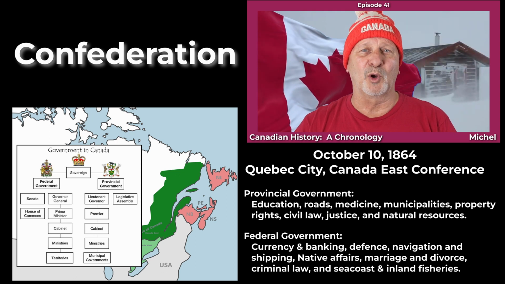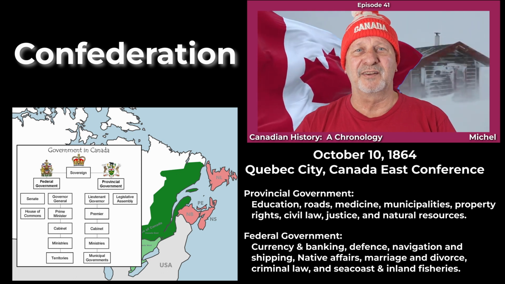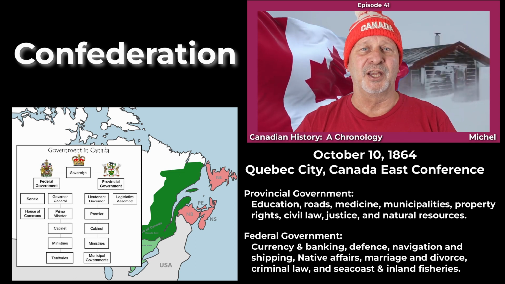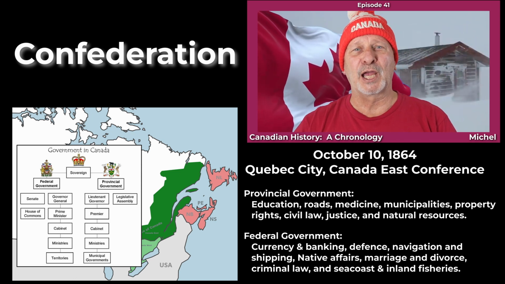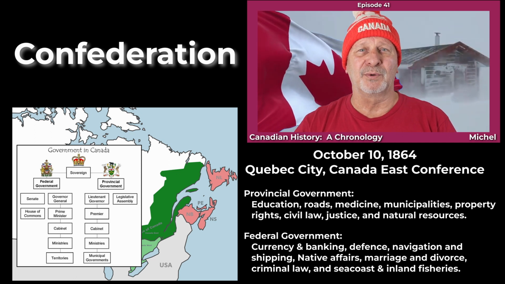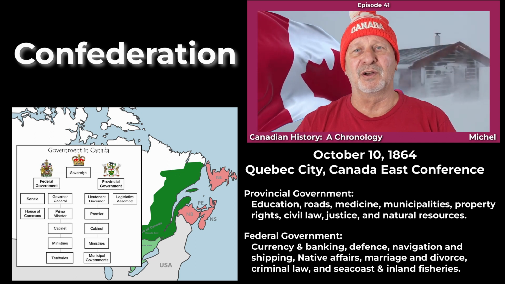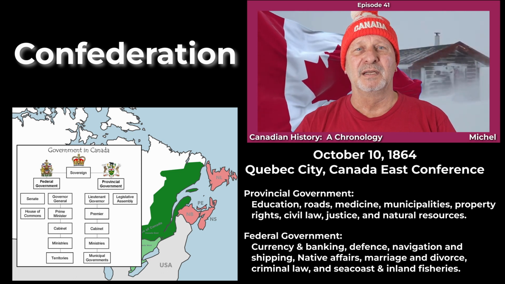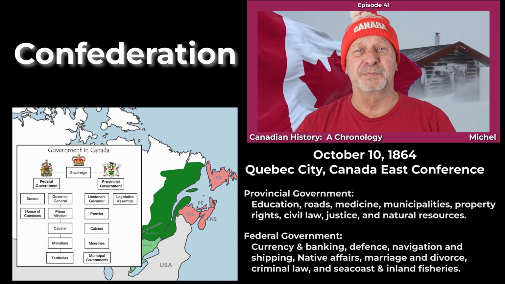This division of power would provide Quebec with the legislative power to maintain control over its own language, religion, education, and civil law. They were happy with this. And any unnamed or residual powers not specifically covered by this Constitution would be automatically assigned to the federal government, something the Americans forgot to do.